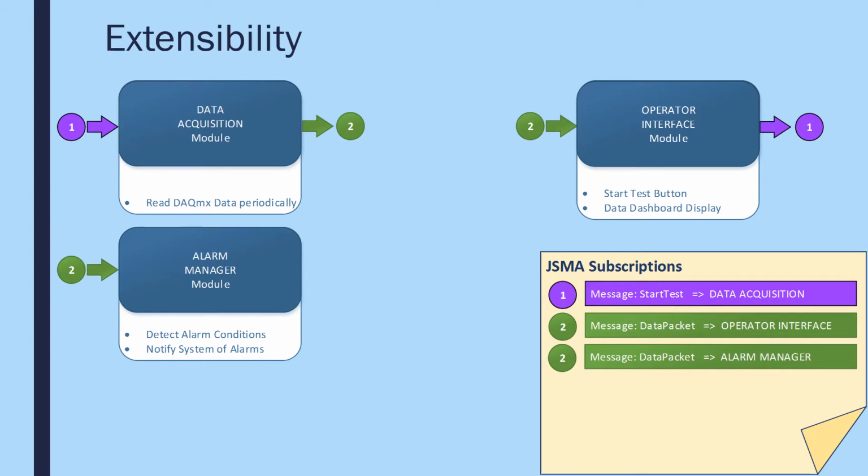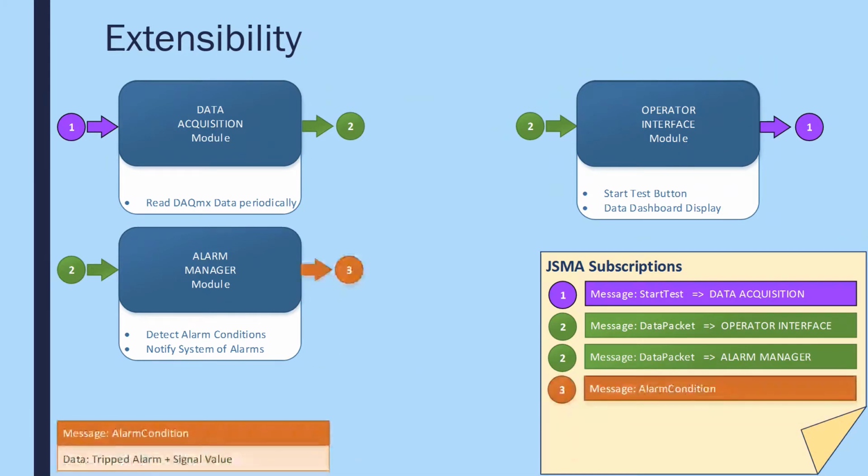When it gets the data, it will evaluate the data looking for alarm conditions, and when it finds one, it needs to notify the application. How would you handle that? Well, you create a new alarm condition message. It will contain information about the alarm that was triggered and/or cleared.